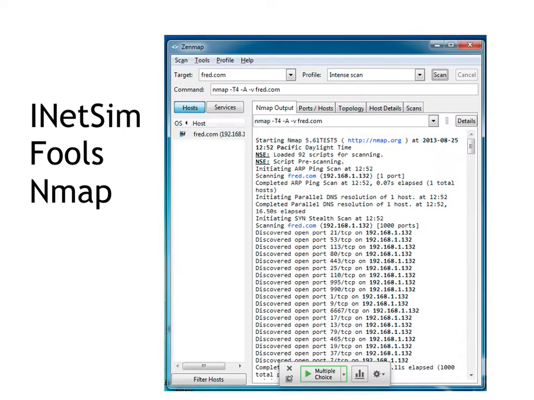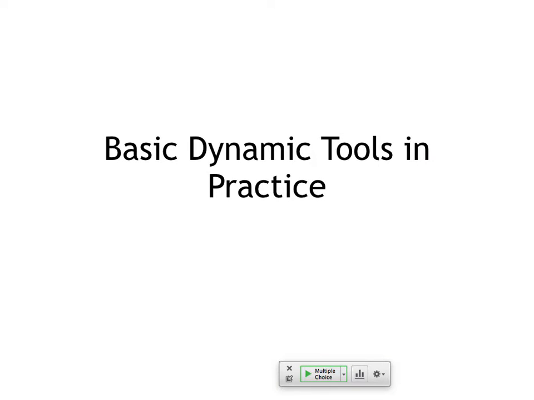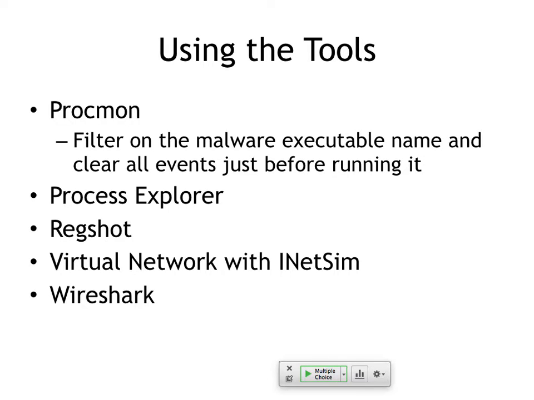So whatever your malware is trying to find, it will probably find it, and you can analyze it. All right, so in practice, here are the general rules. With Procmon, you filter on the malware executable name, so you see only things running under that process, and clear all the other events prior to running it. That's one fast and dirty way to focus on the interesting events.